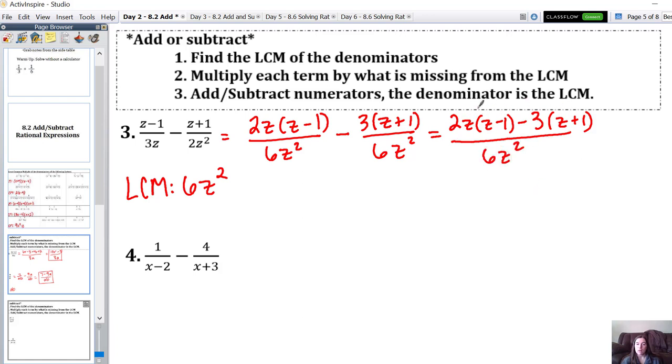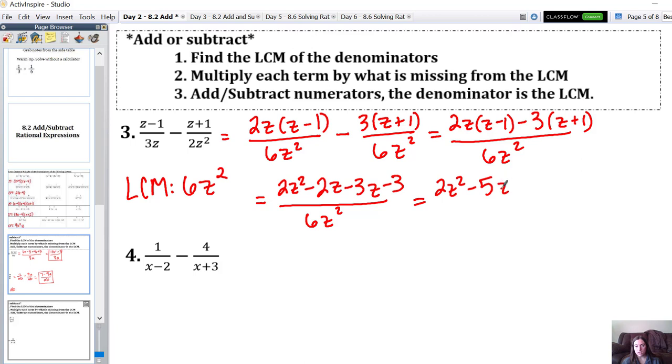I'm going to simplify the top by distributing and combining any like terms. So when I distribute the 2z, I've got 2z squared minus 2z. When I distribute the negative 3, I have negative 3z minus 3, still over 6z squared. That leaves me with 2z squared minus 5z minus 3 over 6z squared.